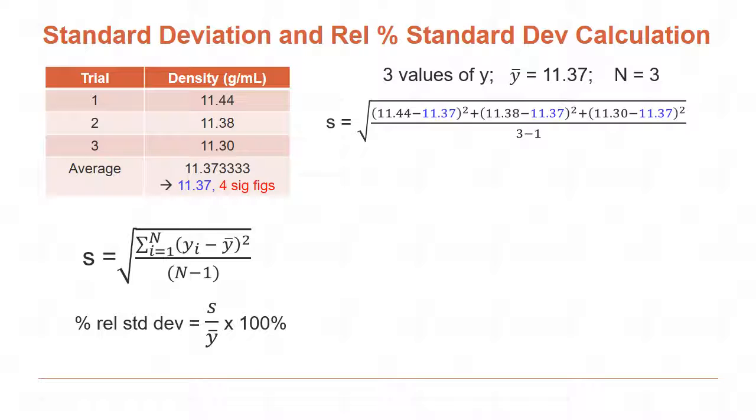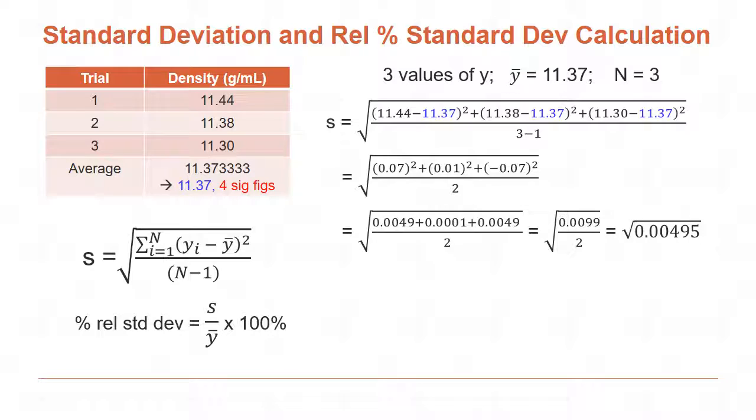So let's take a look at where each one of those comes from. So I have the 11.44, which came from trial 1, 11.38 from trial 2, 11.30 came from trial 3, and of course the 11.37, which appears in every term, is my average. Okay, so let's evaluate each of those expressions in the numerator and the denominator. So that becomes square root of 0.07 squared plus 0.01 squared plus a negative 0.07 squared, all of that over 2.